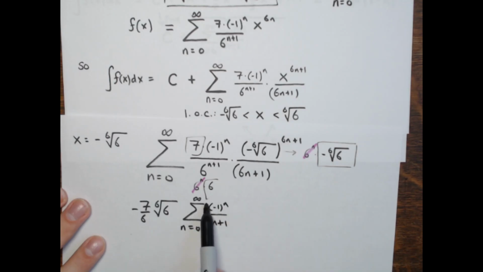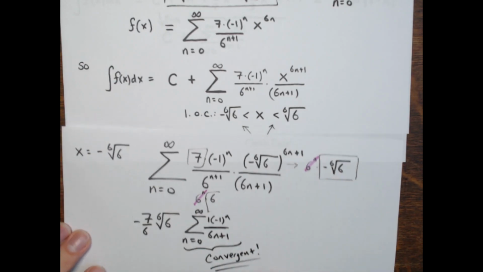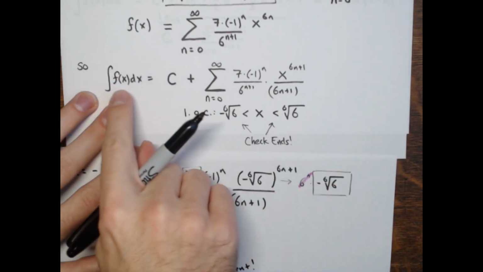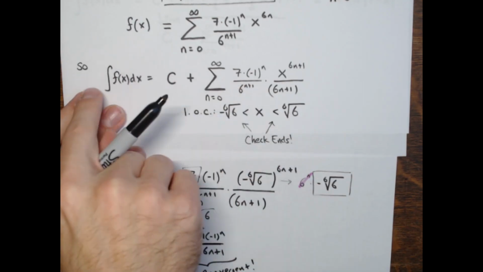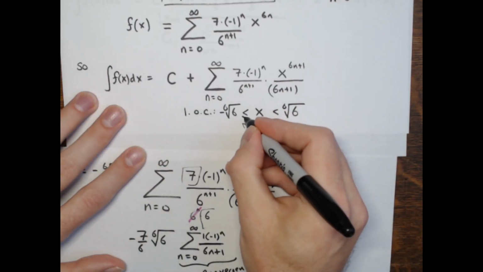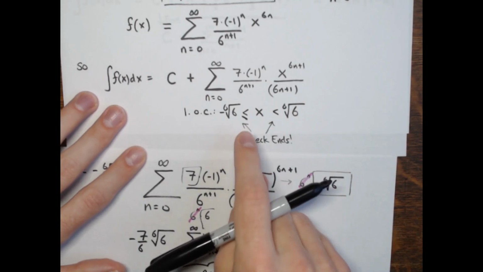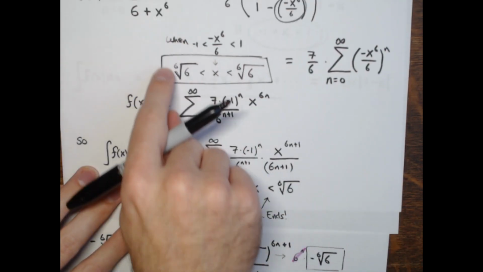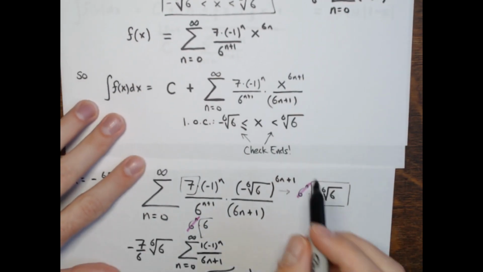And then the terms that you're alternating, 1 over 6n plus 1, those are decreasing to 0. So this is a convergent alternating series, right? You do the alternating series test. So the interval of convergence for this integral, the series that represents the integral of f, includes that left end, whereas the series representing the original function would not include it. Right?